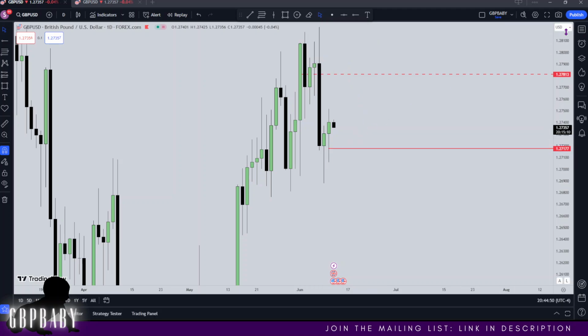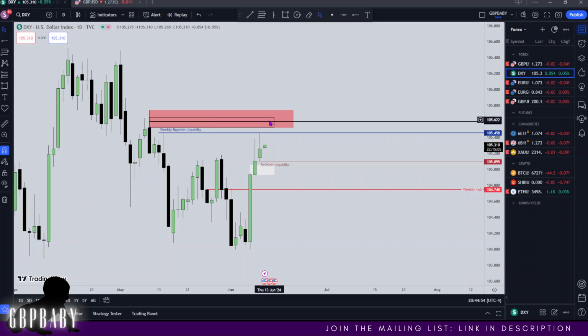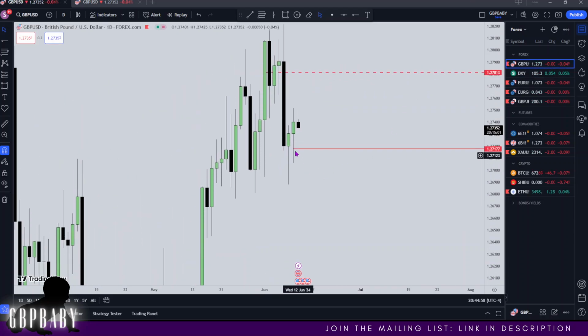So as dollar creates the high tomorrow, if dollar is to create a high in this range, then I'll be looking for GBP to trade lower and respect this midpoint. Ideally, we don't take out yesterday's low. It would help show a level of bullishness. It can do it, guys. I'm not saying it can't do it, but ideally, I'd like to think that it can respect this and then trade on higher.